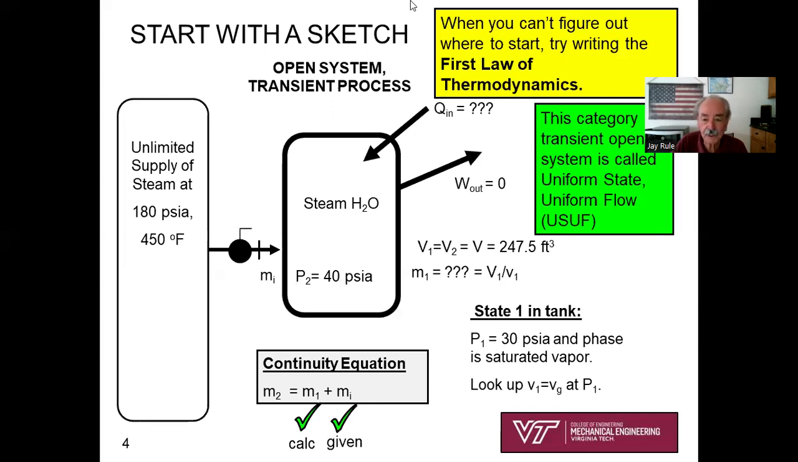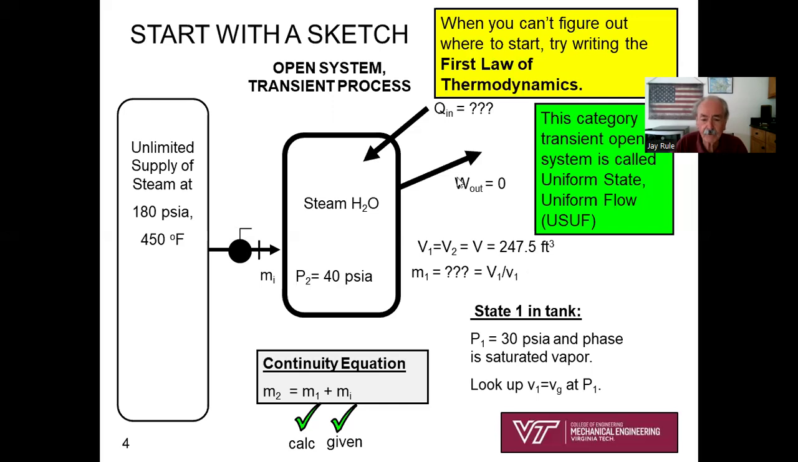Let's start with a sketch. And so I've tried to redraw the textbook sketch on my own. You should do that by hand, doesn't have to be a work of art. Here's my tank, and I'm showing, of course, steam, H2O in the tank. I'm writing down in the tank that P2, the final pressure, is 40 PSI. Over here on the side, I wrote down P1 is 30 PSI, and the phase is saturated vapor. So I'll make a note to myself. I can look up little v1, which is simply vg at P1 from my pressure table.